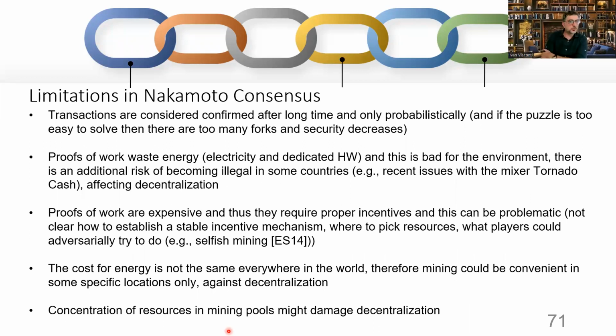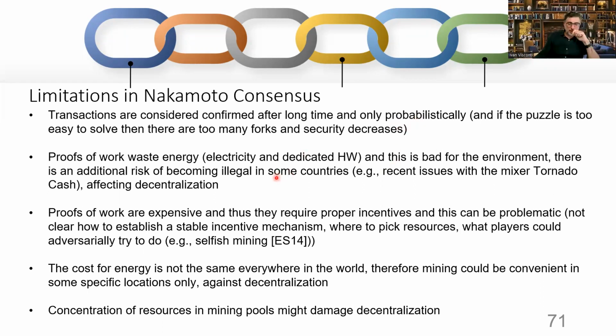Okay, after the beautiful ideas, let's also comment on some limitations, right? We are here to basically support science in general, not to support something in particular. Let's see what is not really ideal in Nakamoto consensus, right? I gave some concrete examples about Bitcoin because it's the mother of all blockchains, and it's a Nakamoto blockchain, right? But whatever I said is actually much more generic. Transactions are considered confirmed after a long time and only probabilistically. You never have probability one that your transaction will not be removed. Okay, that's a limitation.